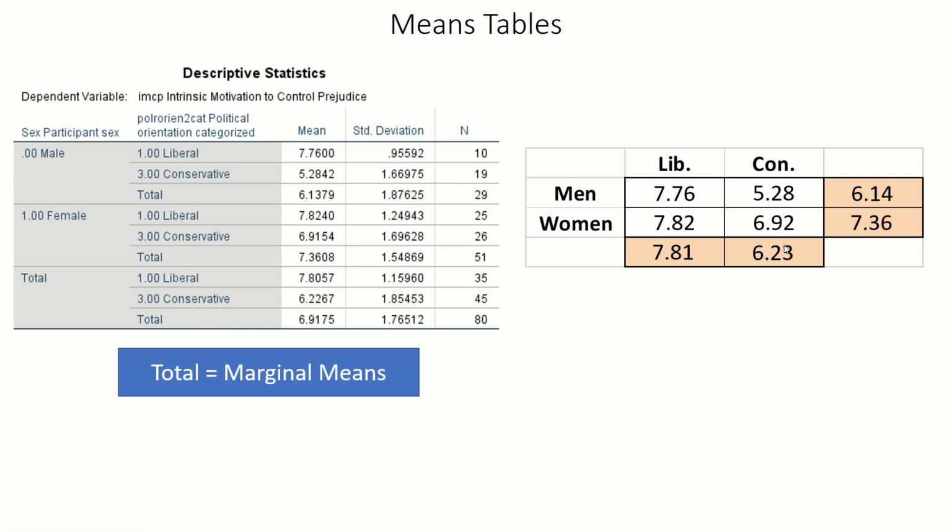Now for the hypothetical results, we just assumed any difference was a significant difference. But here we're working with real data, so we have to take a look at our p-values to assess whether we do have a significant main effect of gender and a significant main effect of political orientation.